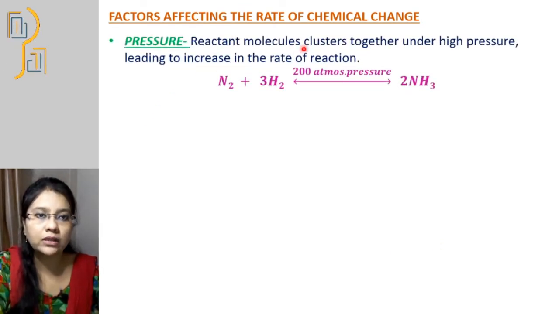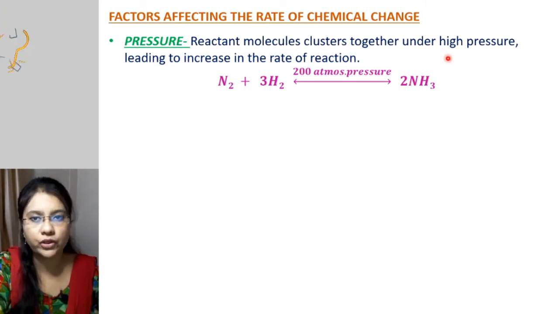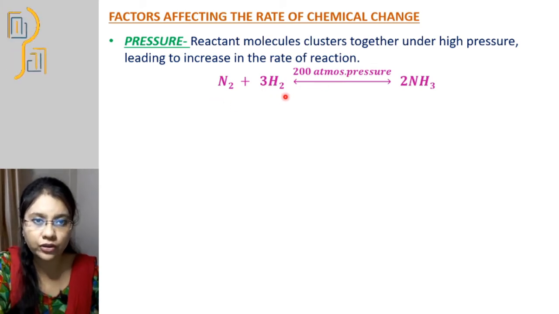Reactant molecules cluster together under high pressure, leading to an increase in the rate of reaction. When N2 reacts with hydrogen at 200 atmospheric pressure, it forms NH3. This reaction is not possible without this appropriate pressure.